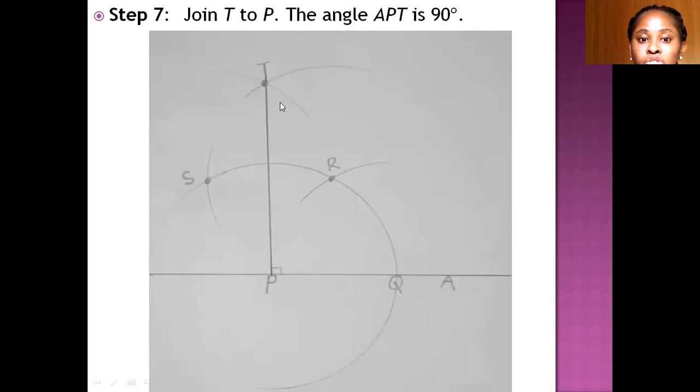Step seven, join T to P to get angle 90 degrees.